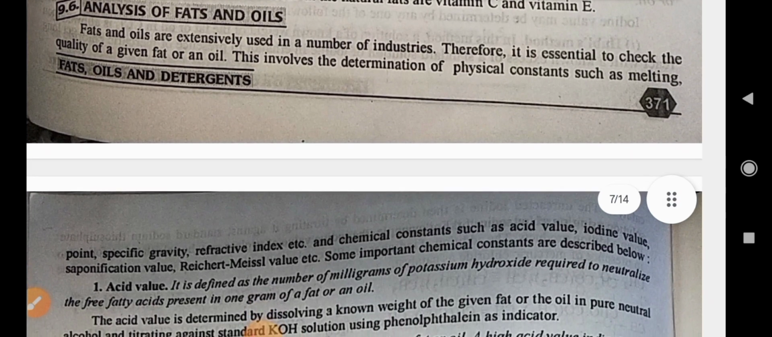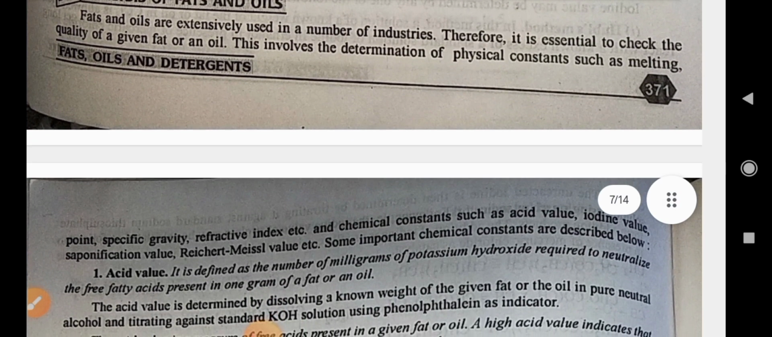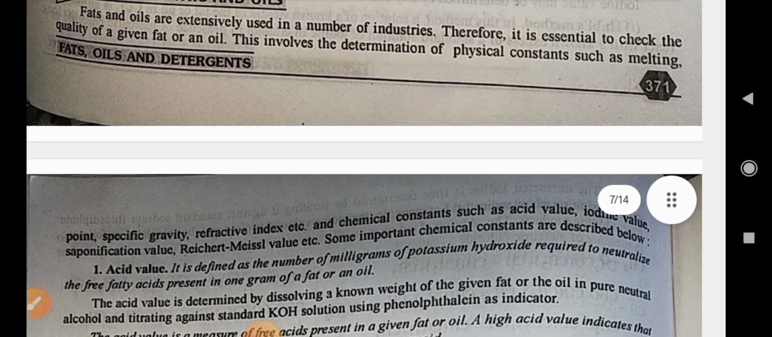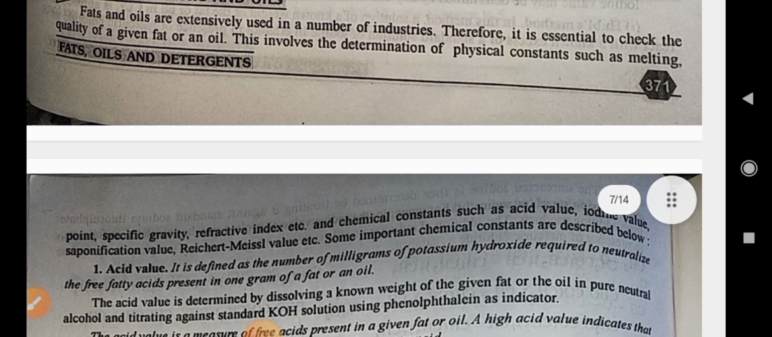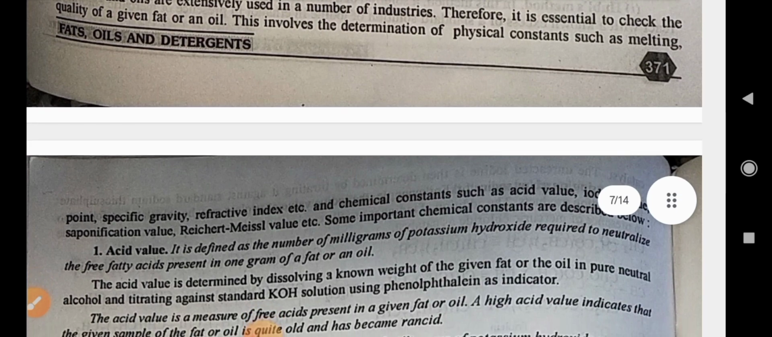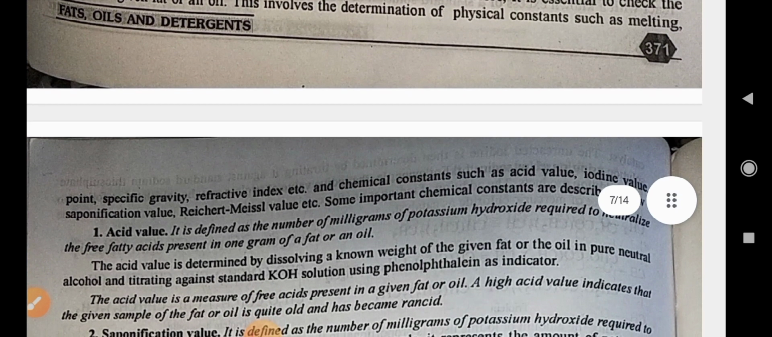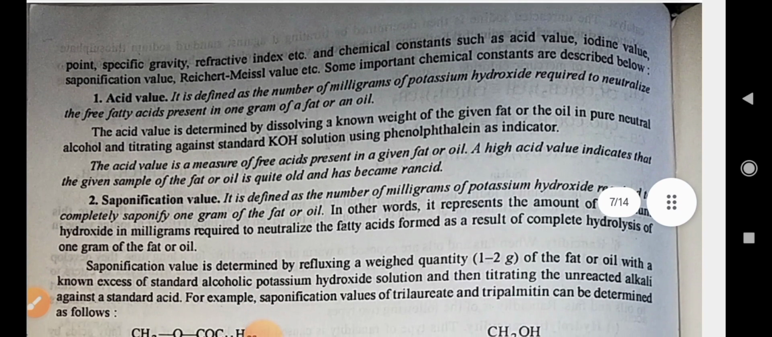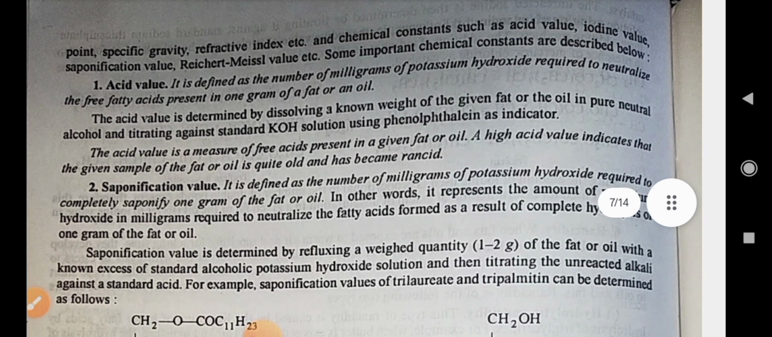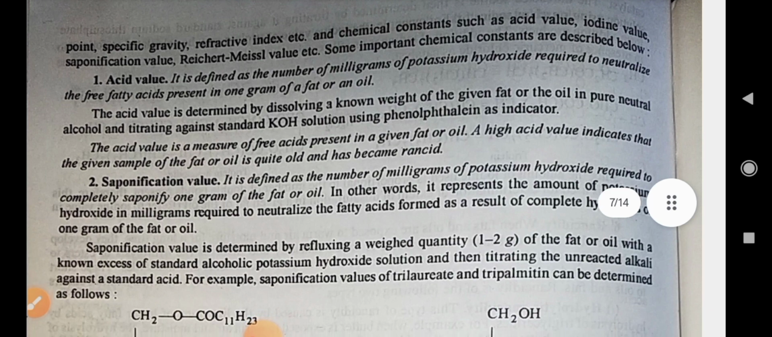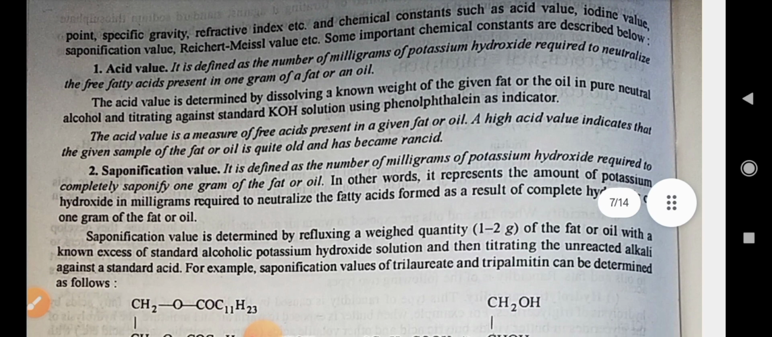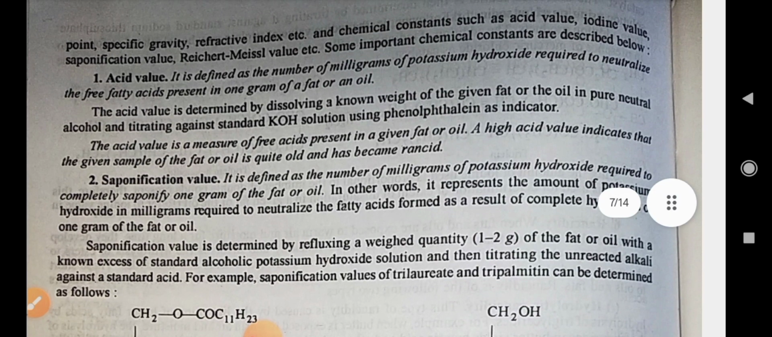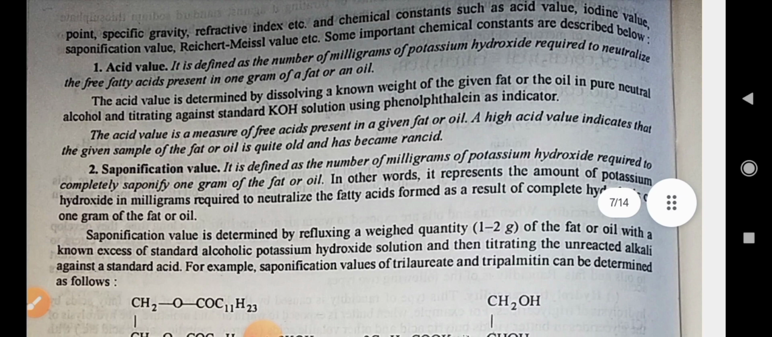Analysis of fats and oils. Fats and oils are extensively used in a number of industries, therefore it is essential to check the quality of a given fat or oil. This involves the determination of physical constants such as melting point, specific gravity, refractive index, etc., and chemical constants such as acid value, iodine value, saponification value, Reichert-Meissl value, etc. Some important chemical constants are described below.